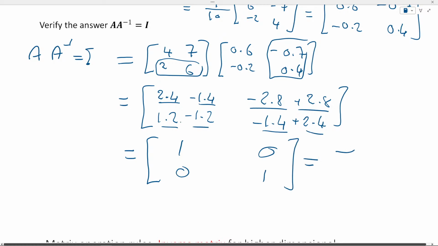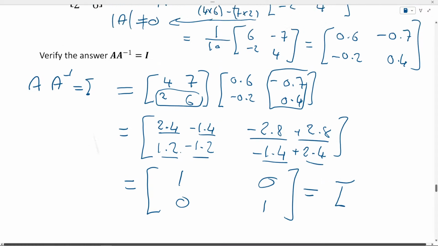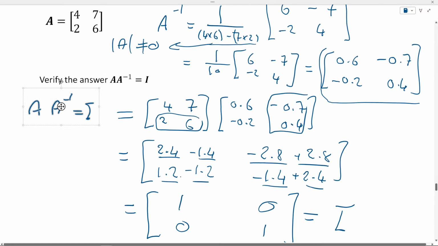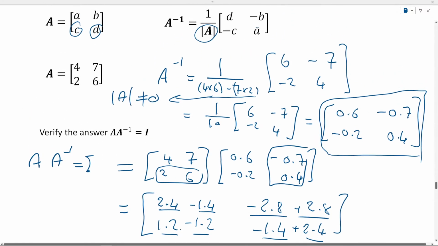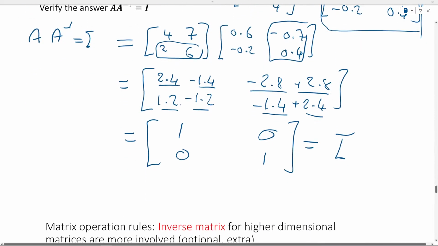So I got an identity matrix, and this means that this guy is the inverse of this guy, because when I multiply them together, I got an identity matrix.